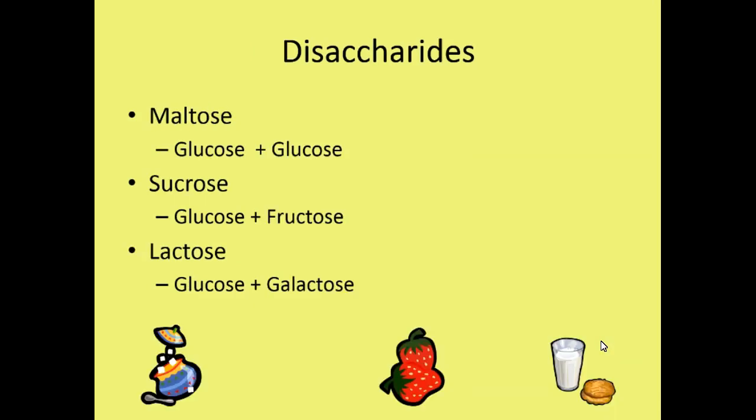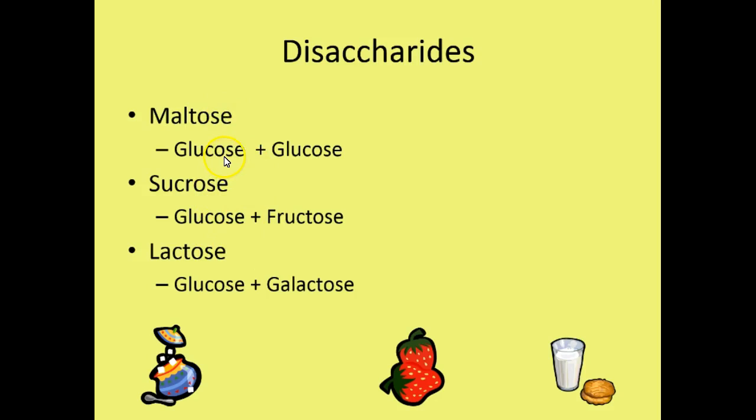All right, now let's talk about the disaccharides. Disaccharides are just two monosaccharides that have been linked together. So you can remember this very easily. Di meaning two and saccharides meaning sugars. Two sugars. The three disaccharides found in our diet are maltose, sucrose, and lactose.